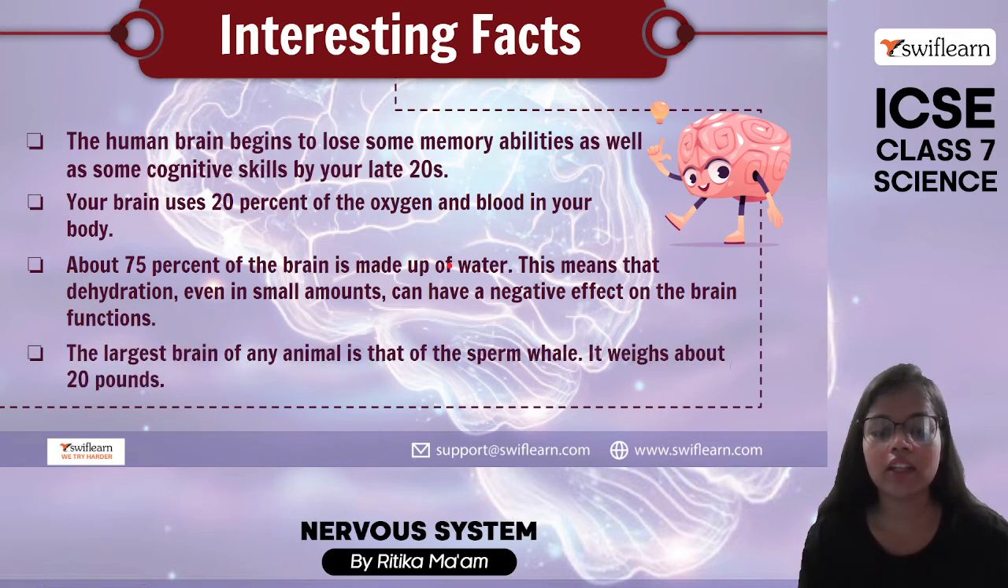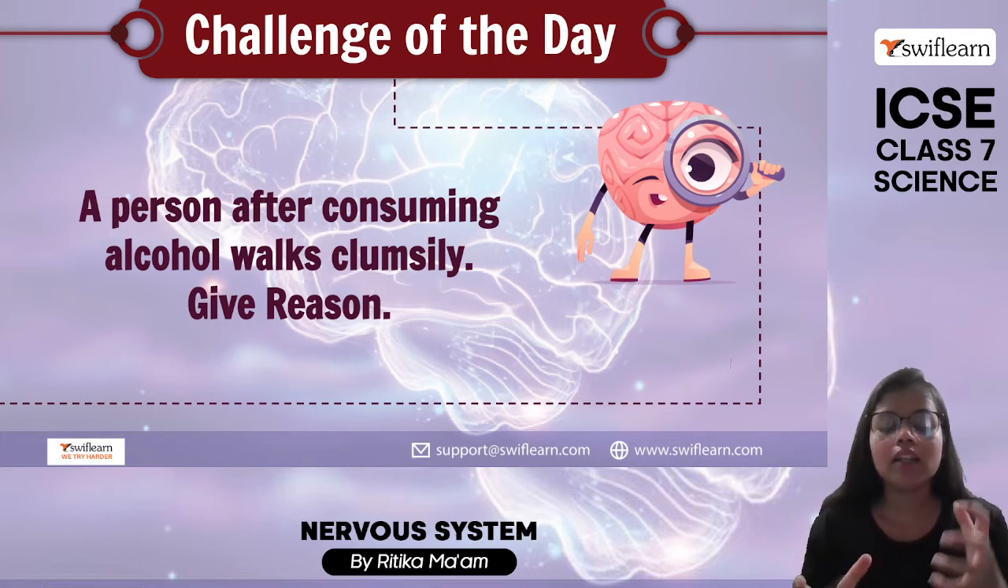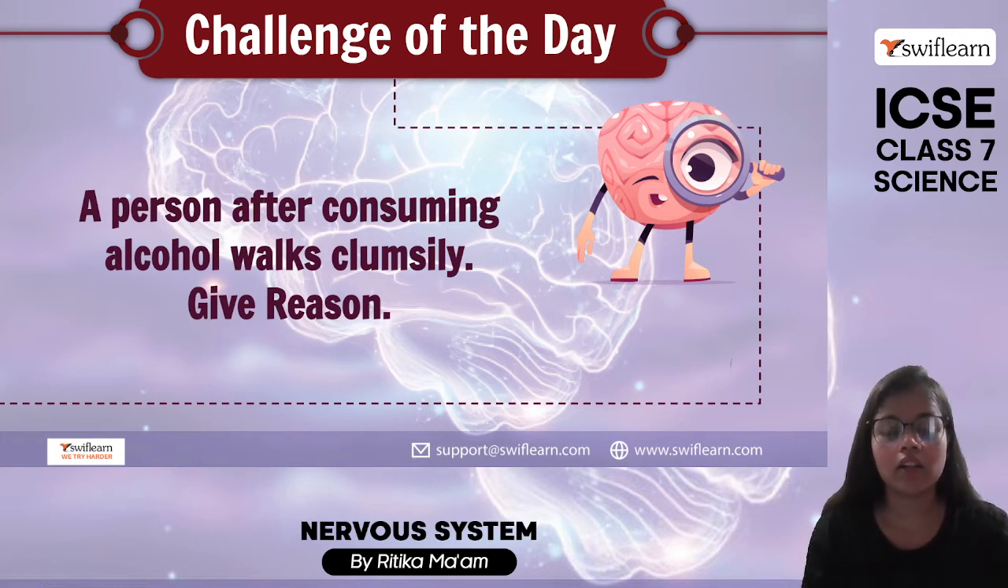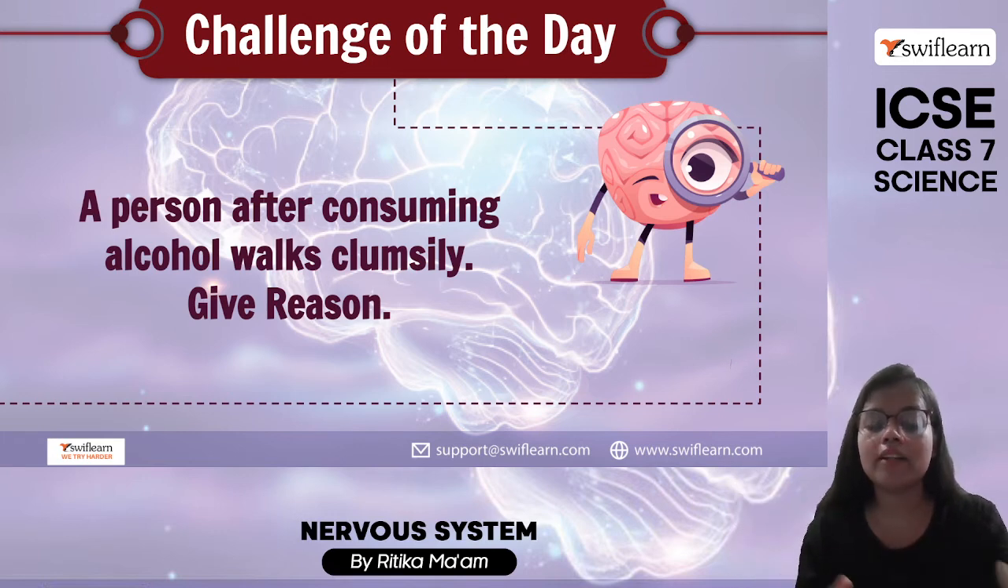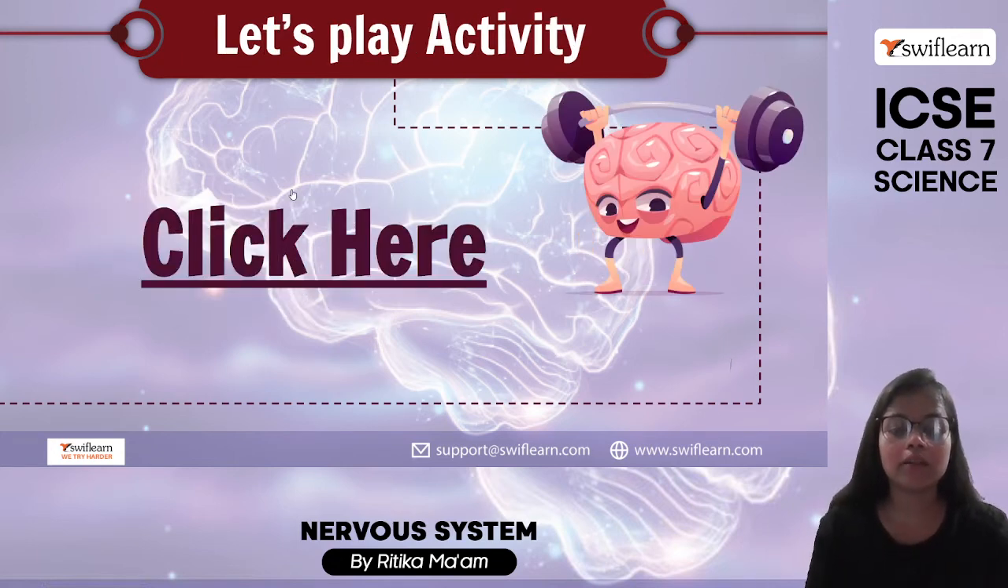The largest brain of any animal is that of the sperm whale, and it weighs up to 20 pounds. A person after consuming alcohol walks clumsily. Why does it happen? When a person consumes alcohol, the cerebellum gets affected. The cerebellum is responsible for the movements in our body, right? If our cerebellum is affected, it is not able to send the correct signals. It is unable to coordinate muscular movements, and that is why the person walks clumsily.